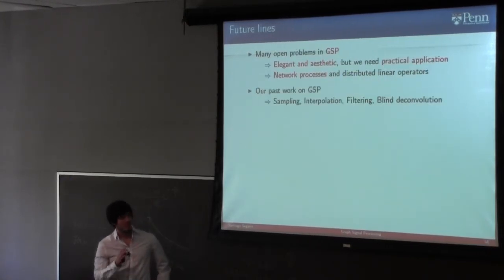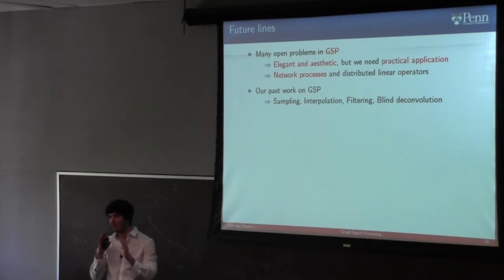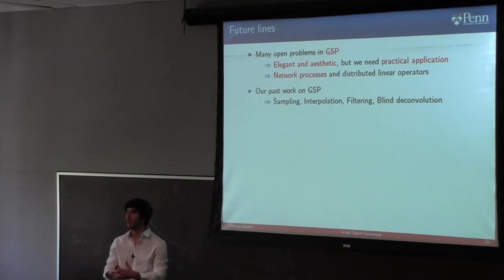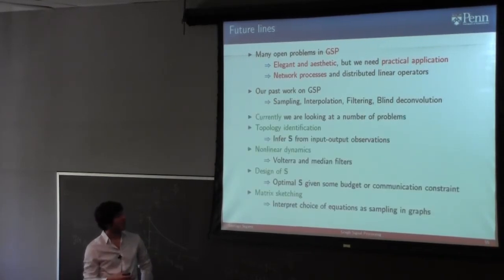And just a few notes about future research avenues. There are many open problems in GSP, and maybe that's why it's popular, because you open a signal processing book, you look at the chapters, you say, ah, median filters, I would like to do that in graphs. People are doing that, but we need to keep in mind that we need to have actual applications for this. So we believe that network processes are a good way to mix this theory of graph signal processing with real applications. Our past work has been in sampling, which we already talked about, interpolation and filtering, which we did not, and blind deconvolution, and some current and future work.